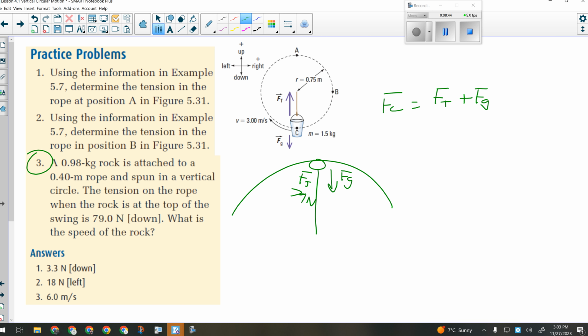Okay, so we would have then mv squared over r equals 79 plus mg. Okay, everybody with me so far? Now they want to know how fast it's going. They want to know the speed. So I'm trying to isolate v. What do I do with r?